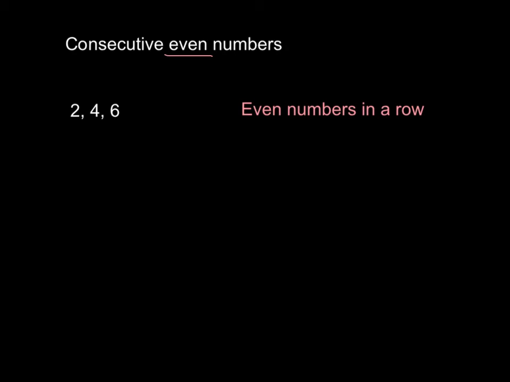Can we come up with a formula like we did for consecutive integers? If we use x for the first number, what do we notice about the next two numbers? It's just x plus 2 and x plus 4. And we know this because even numbers go up by 2's. So when we used consecutive integers, 1, 2, 3, we added 1, and when we did consecutive even numbers, we had to add 2.